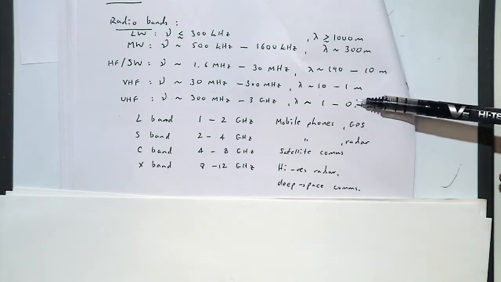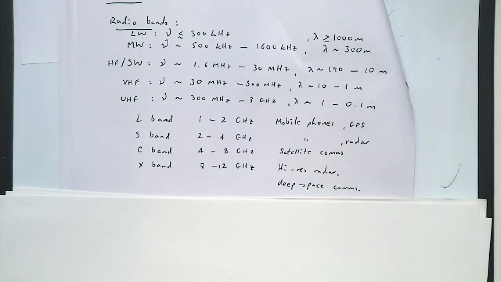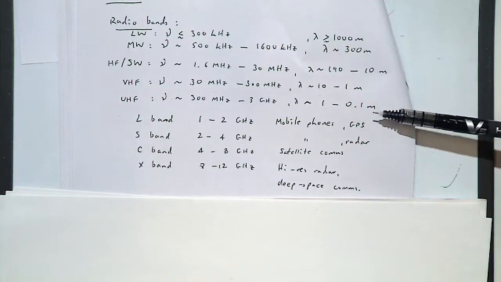So of course, as you go upwards in frequency, the wavelength is dropping, and TV sits around this region. FM radio and TV sit around here. So your TV aerials and your radio aerials are of the order of 1 meter or less in size.